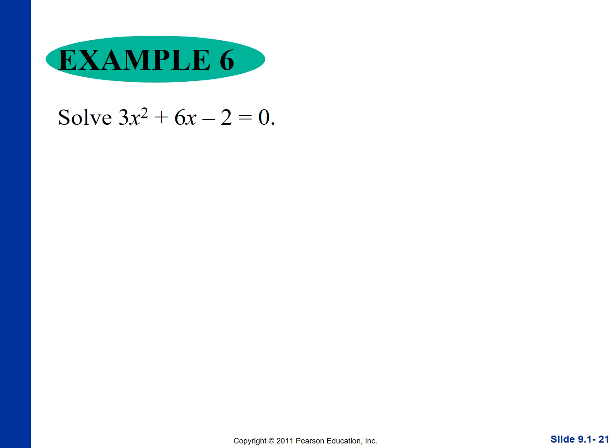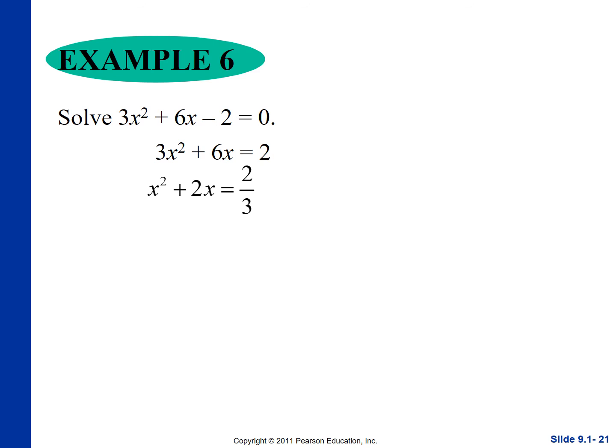Okay, here we go with this one. So 3x squared plus 6x minus 2 equals 0 again. We can just add 2 to each side. I keep making that verbal mistake there. And we're going to divide everything by 3. So I'm going to end up with x squared plus 2x equals 2/3.